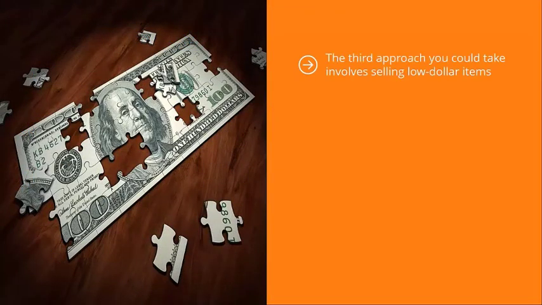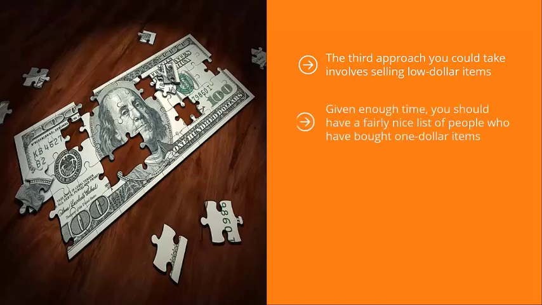The third approach you could take involves selling lower dollar items. You start with your general list, and you send one update after another promoting a $1 product. When people buy these $1 items, they end up on your buyers list. Behind the scenes, they are automatically unsubscribed from your main list. Given enough time, you should have a fairly nice list of people who have bought $1 items. You then should focus most of your time crafting high-converting updates that target your buyer's list. This maximizes your return on effort.